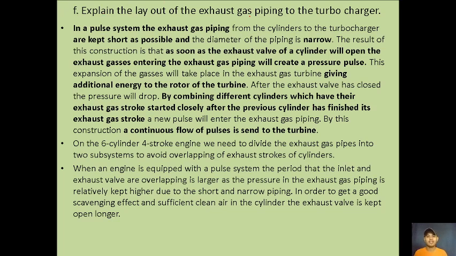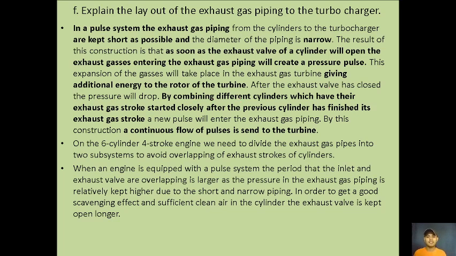So explain the layout of the exhaust gas piping to the turbocharger. So in a pulse type system, the exhaust gas piping from the cylinders to the turbocharger is kept as short as possible, and the diameter of the piping is narrow. The result of this construction is that as soon as the exhaust valve of a cylinder opens, the exhaust gases entering the exhaust gas piping will create a pressure pulse. This expansion of the gas will take place in the exhaust gas turbine, giving additional energy to the rotor of the turbine. After the exhaust valve is closed, the pressure will drop.